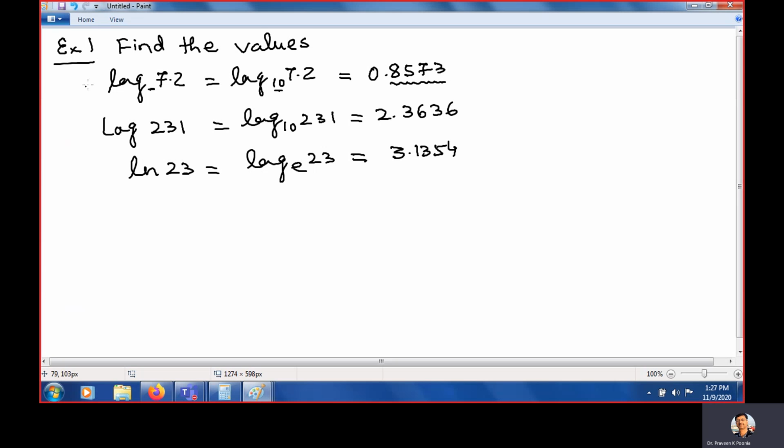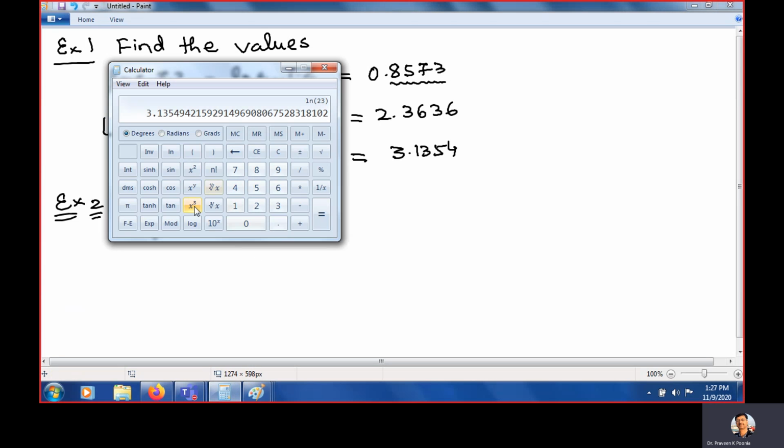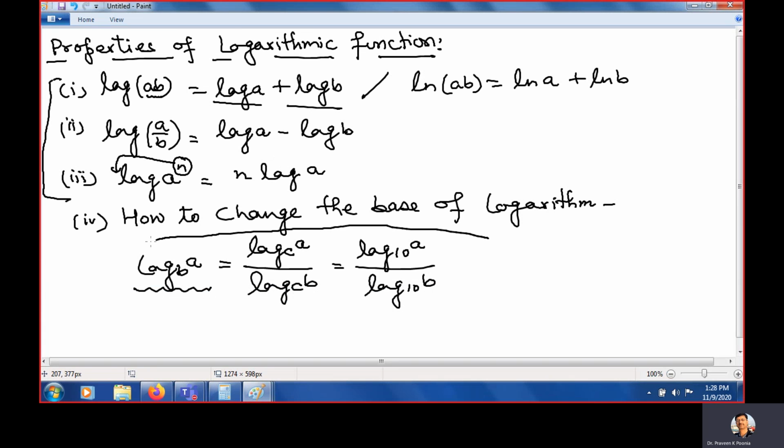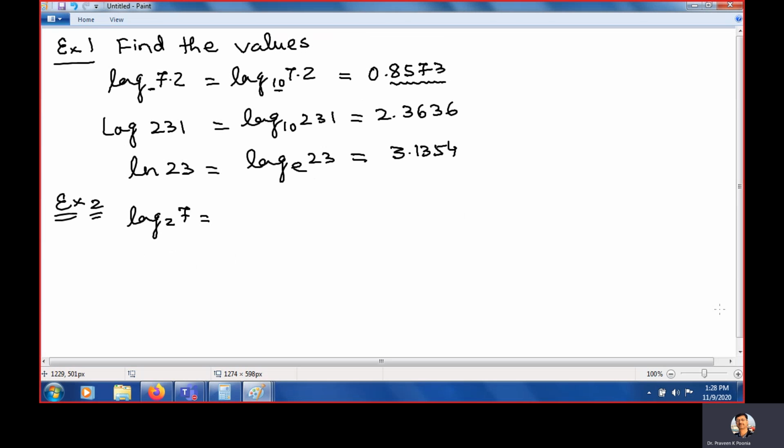Example number 2 is with change of base. If I need the value of log 7 base 2, clear? Value of log 7 base 2. If you see, the calculator has base E and base 10. I cannot calculate base 2. So what do we need to do? We will use this property. So how do we use it? It is log 7 upon log 2.